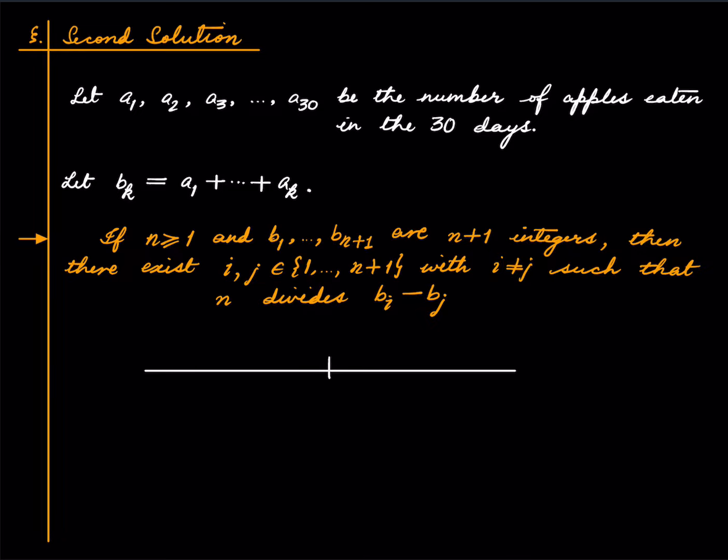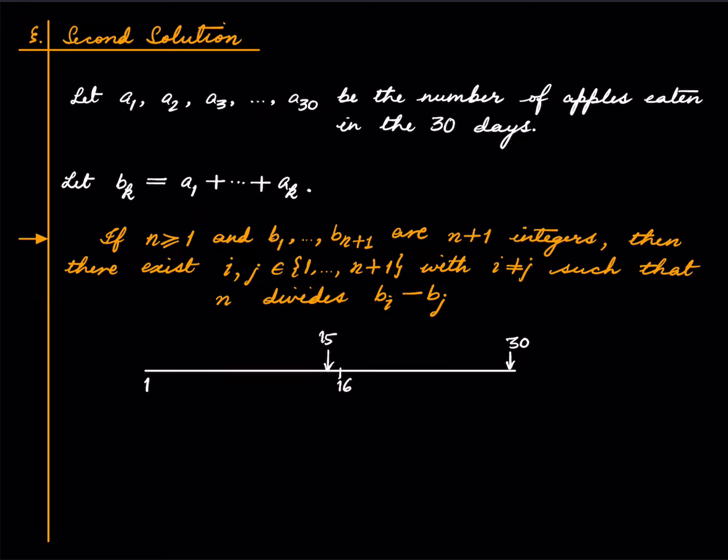Okay, so now we have this 30-day period. This is day 1. This is day 15. And then we have the second part. So this is day 16, and this is day 30. So we have split the entire 30-day period into two parts. So here we have b1, b2 up to b15.